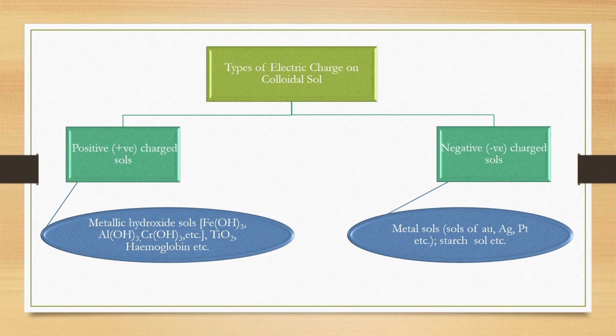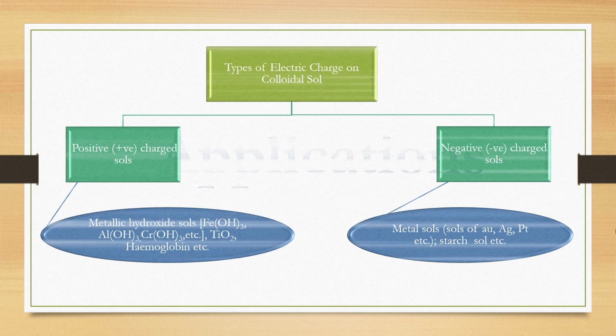Now, the types of electric charge on colloidal sol. It's generally two types, positive charged sols and negative charged sols. Examples of positive charged sols are metallic hydroxides such as ferric hydroxide, aluminum hydroxide, etc. And examples of negative charged sols are metal sols such as gold sol, platinum sol, starch sols, etc.